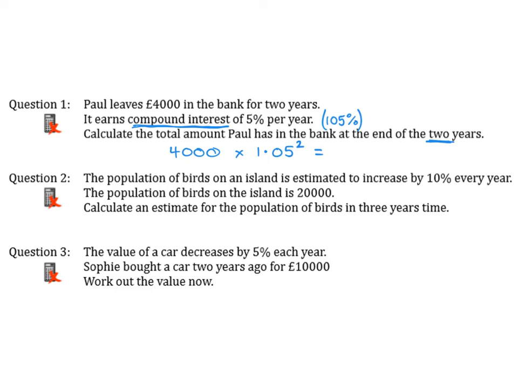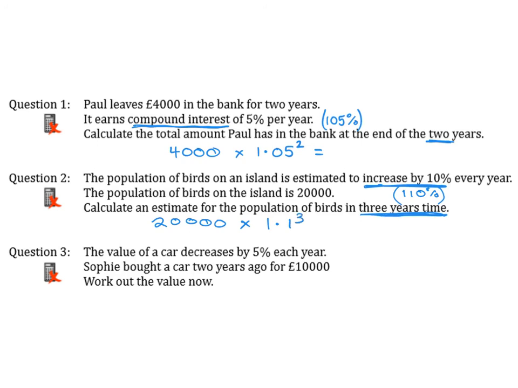The population of birds is estimated to increase, that's important, by 10% every year. The population of birds on the island is 20,000. Calculate an estimate for the population of birds in 3 years' time. The amount of time is really important. So the first thing we need to think about is this increase of 10%. That would be 110%. So work out your multiplier, 1.1. If they've done it for 3 years, that's going to be this. But what's the easier way of writing that? To the power of 3.